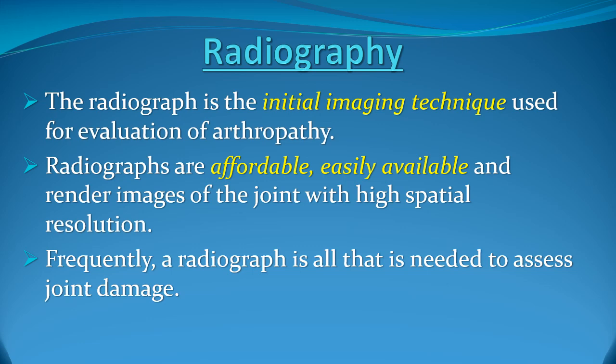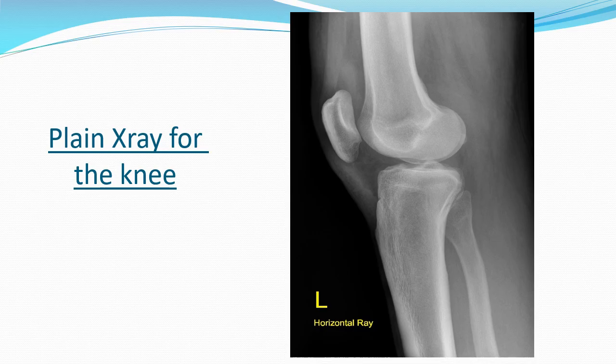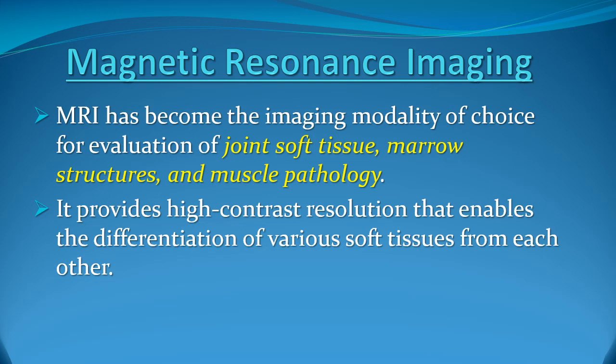For example, sports injuries or anything like this, sometimes the plain X-ray will be quite enough to demonstrate any pathological problem in the joints. And this image represents a plain X-ray image taken for the knee. This is the femur, this is the tibia, and this is the patella. Now, the second important diagnostic imaging is magnetic resonance imaging. Actually, magnetic resonance imaging is the study of choice in evaluating most, if not all, of the rheumatologic diseases.